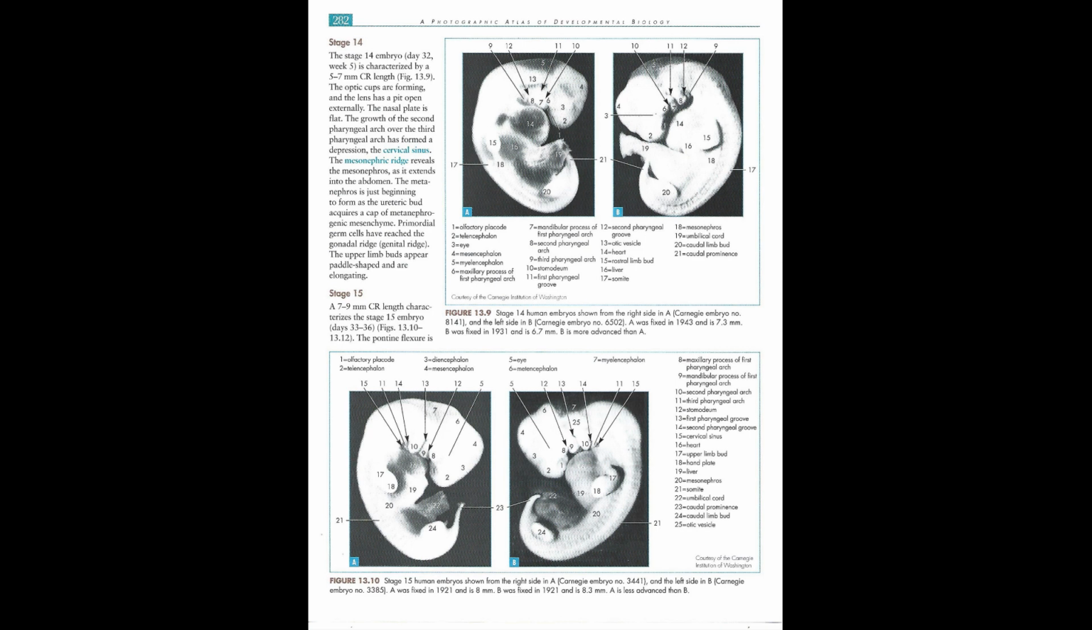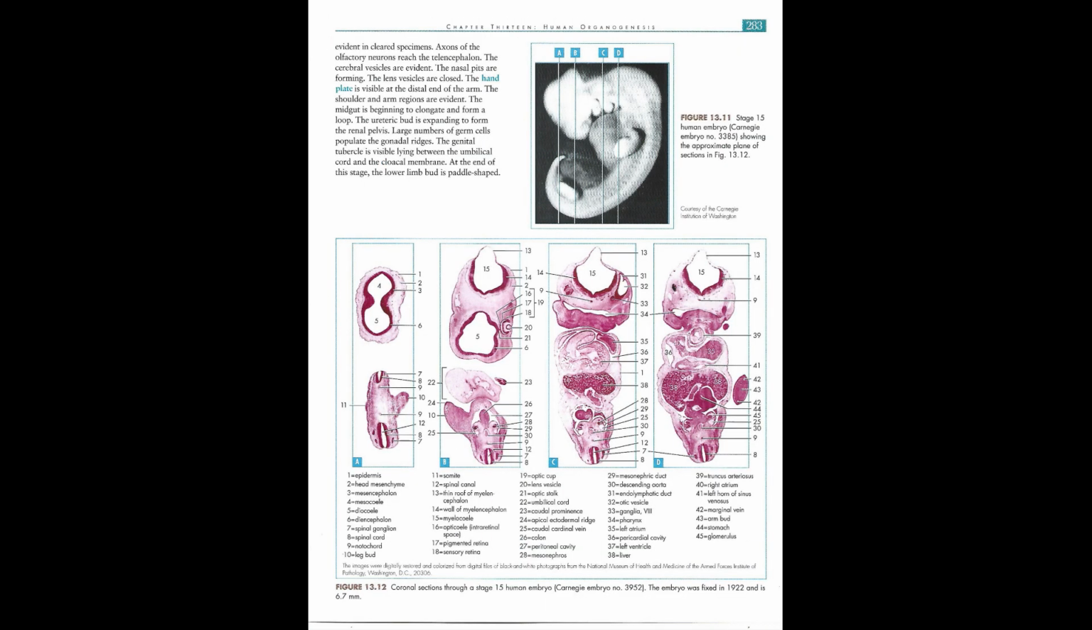Stage 15. A 7 to 9 mm CR length characterizes the stage 15 embryo, days 33 to 36, Figs 13.10 to 13.12. The pontine flexure is evident in cleared specimens. Axons of the olfactory neurons reach the telencephalon. The cerebral vesicles are evident. The nasal pits are forming. The lens vesicles are closed. The hand plate is visible at the distal end of the arm.